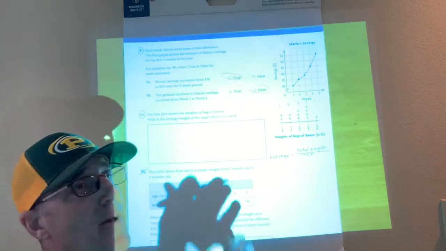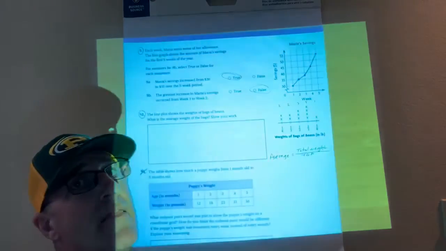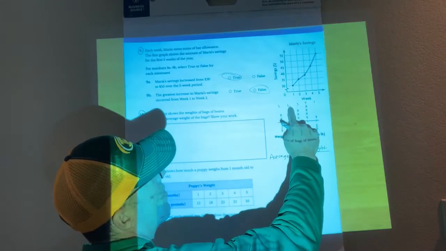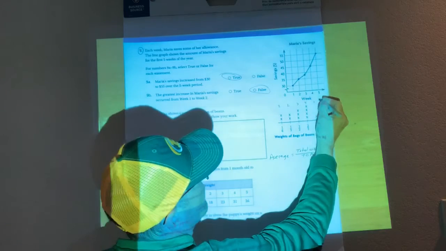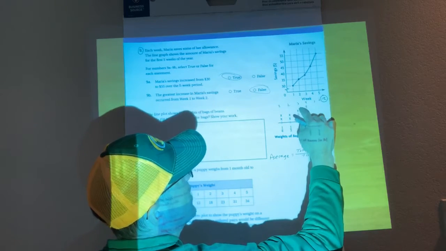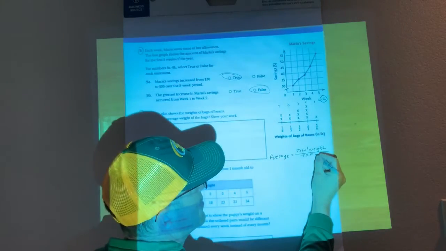All right, I've got all these bags of beans. They all weigh something different. Well, for the most part, right? And then I want to see what the average is. So 2, 4, 5, 6, 7, 8, 9, 10, 11, 12. I've got 12. All right, and you can just go 1, 2, 3, 4, 5, 6, 7, 8, 9, 10, 11, 12. However you want. But this is going to be 12.